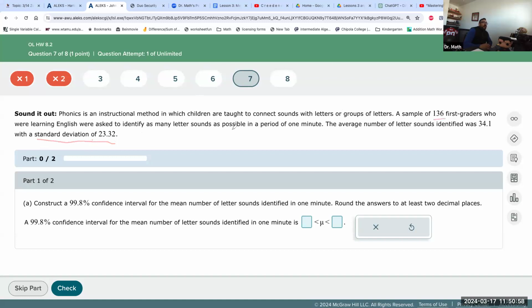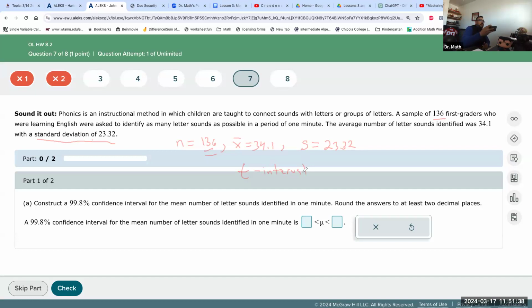The first thing I do is write down everything they give me. They gave me n is 136, x bar is 34.1, and s is 23.32. Because my sample size is large enough, and because this s is given, I'm going to go and look for this program, tInterval. I know I'm going to construct a confidence interval, but which one am I going to construct, a Z interval or a tInterval?